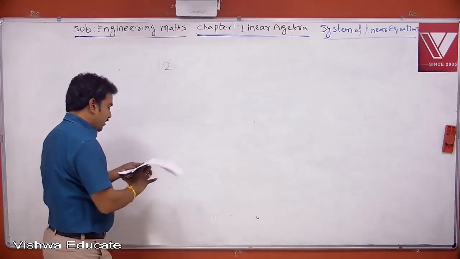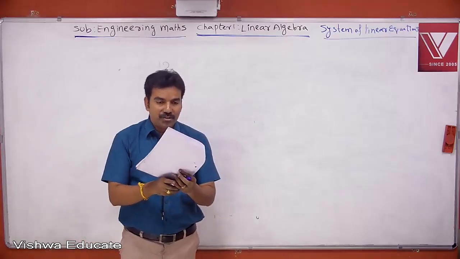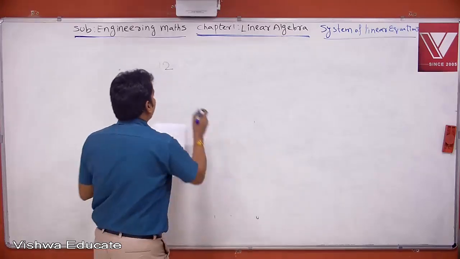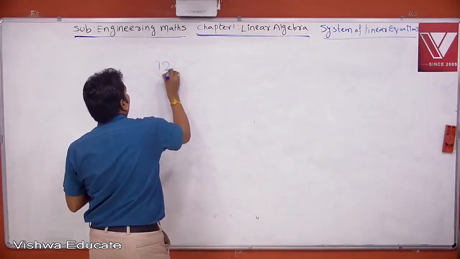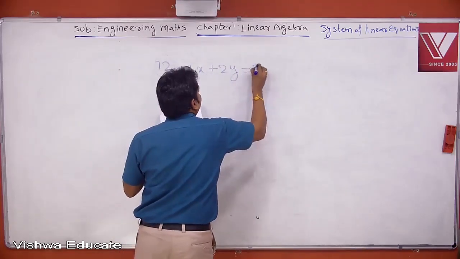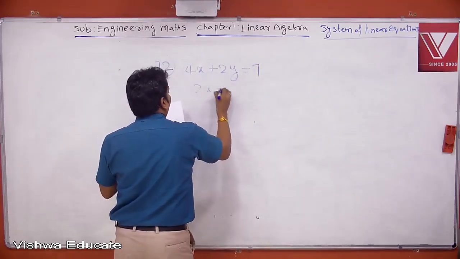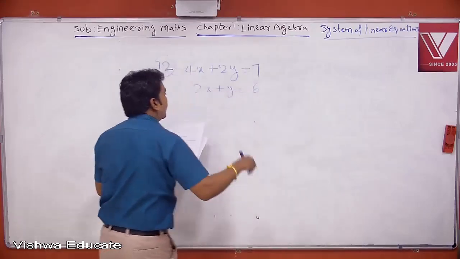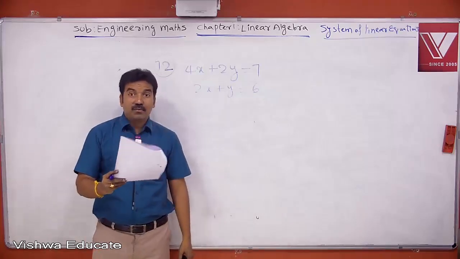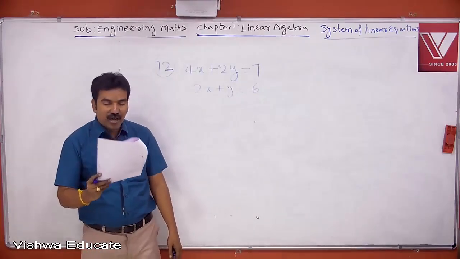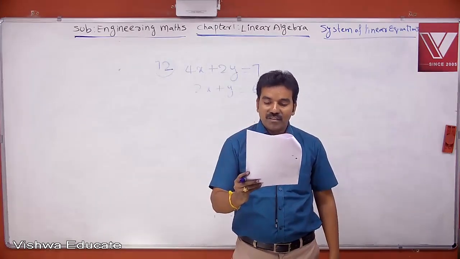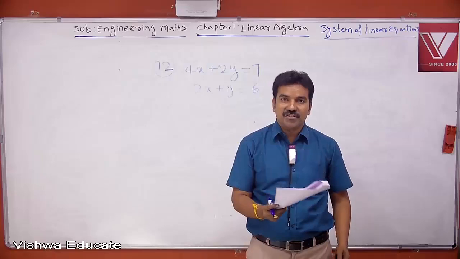See, in question number 72, there are two equations in two variables. What are the equations? 4x plus 2y equal to 7, and 2x plus y equal to 6. It is given that the system of linear equations has options like this: a unique solution, no solution, an infinite number of solutions, or exactly two distinct solutions.